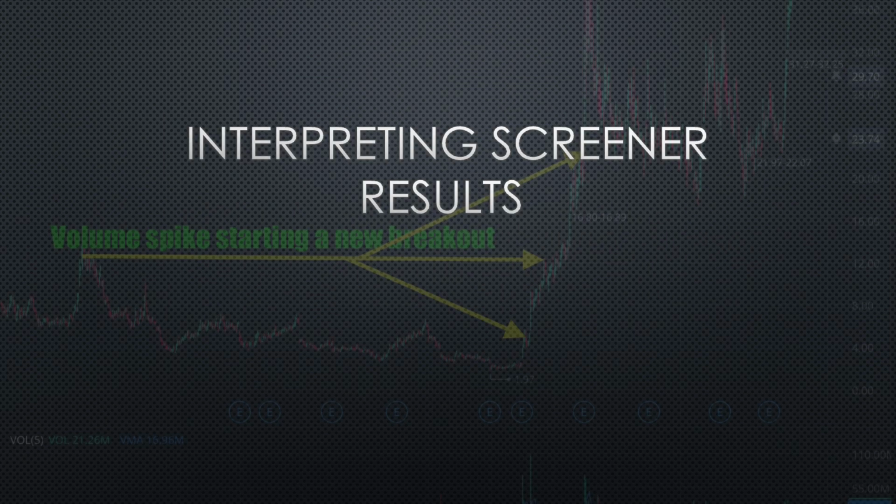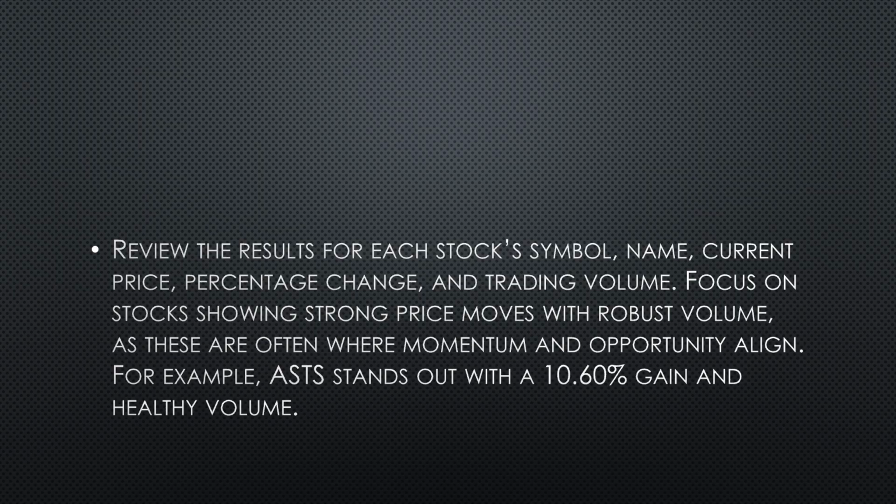Interpreting screener results. Review the results of each stock: symbol, name, current price, percentage change, and trading volume. Focus on stocks showing strong price moves with robust volume, as these are often where the momentum and opportunity align. For example, ASTS stands out with a 10.6% gain and healthy volume. You want to see stocks with meaningful price changes and enough volume to support active trading. ASTS is a great example from this scan.